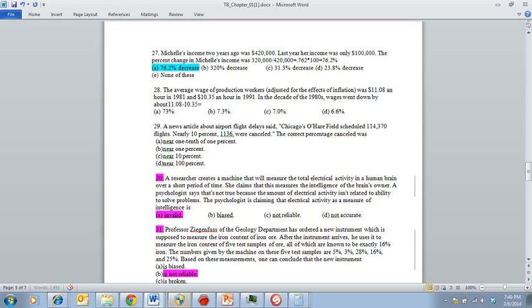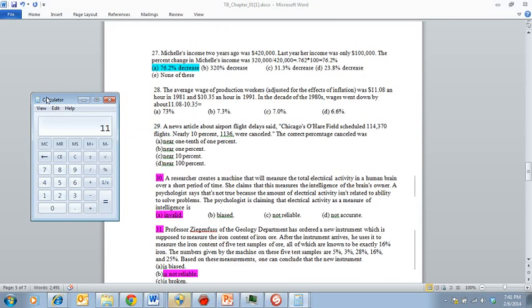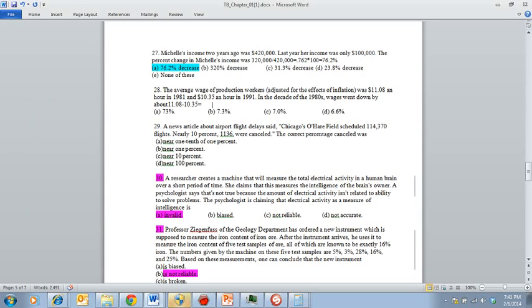And that answer is going to be 0.73. So it went down 73 cents. Okay. That's going to be my numerator, the change. So my numerator is going to be 0.73. I'm going to divide that by the original, which is 11.08.